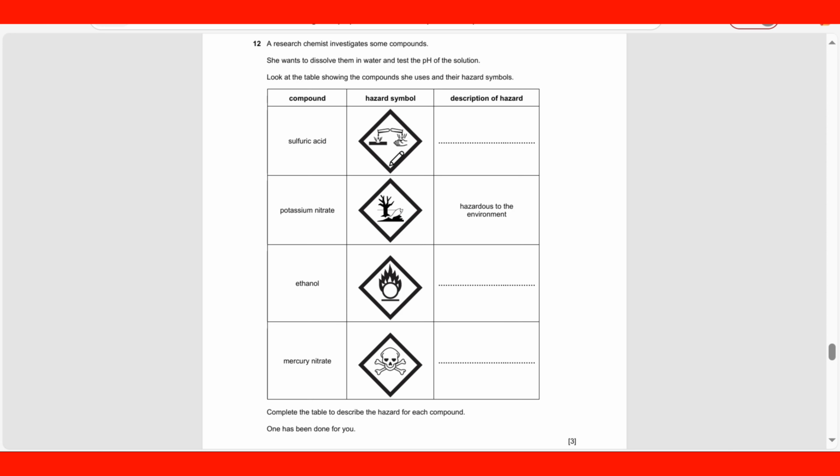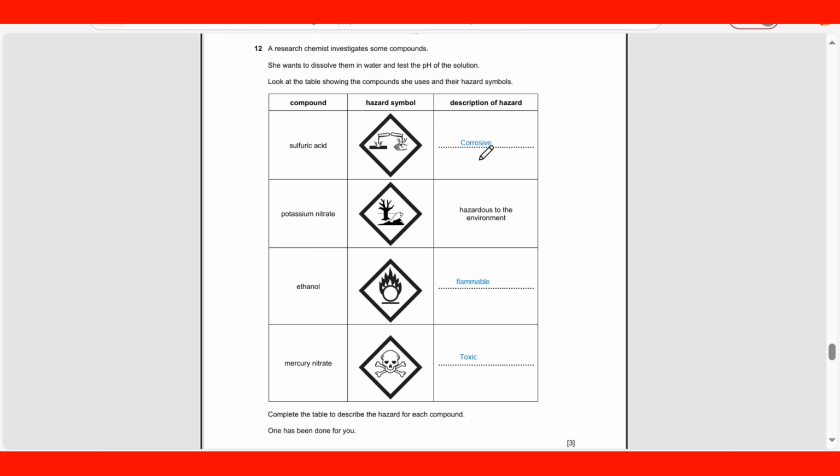Alright, time's given. Let's check out the answer, guys. Well, for sulfuric acid, this is the symbol for corrosive. Ethanol is flammable. And mercury nitrate, this is the symbol for toxic or poisonous. Alright, let's move on to the next.